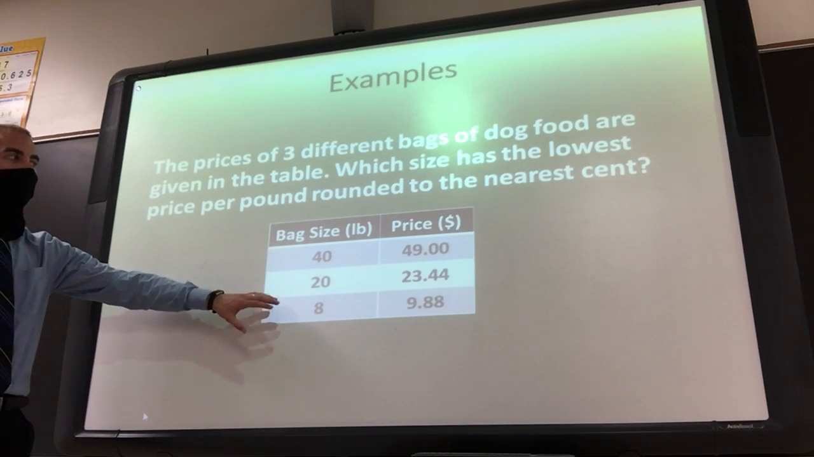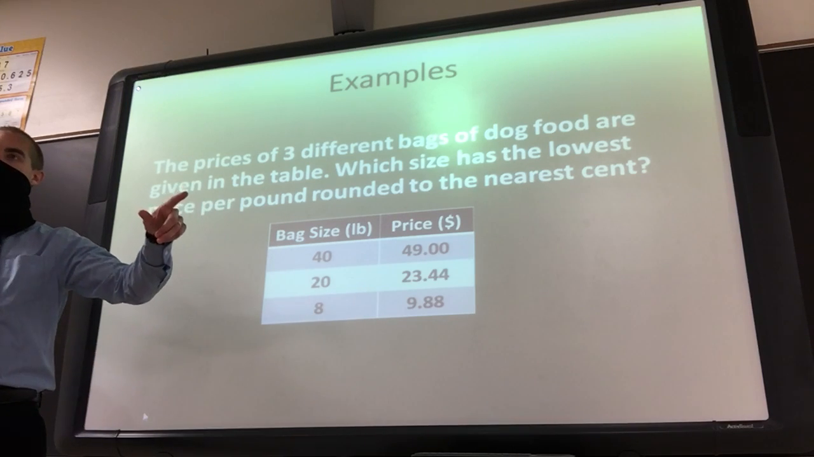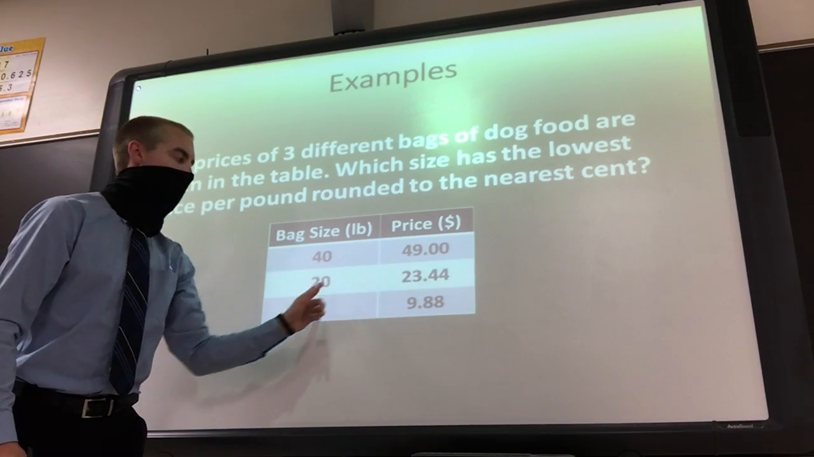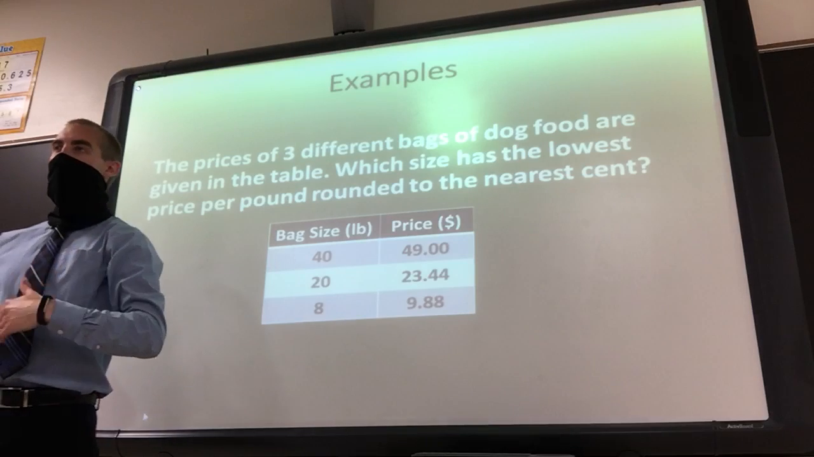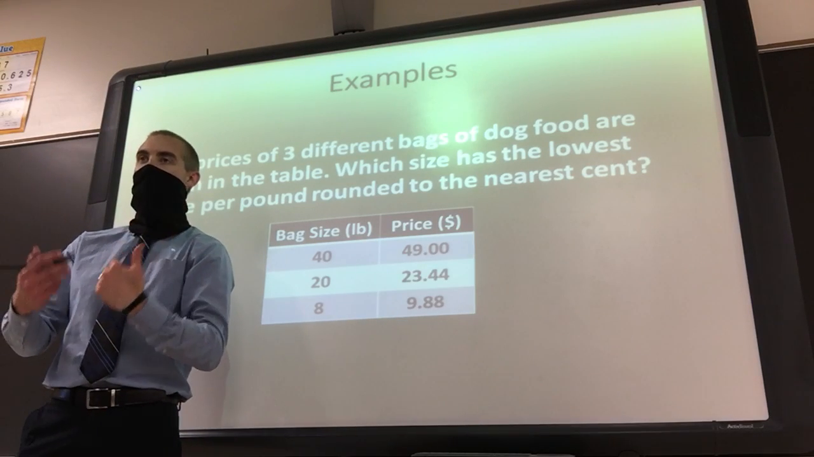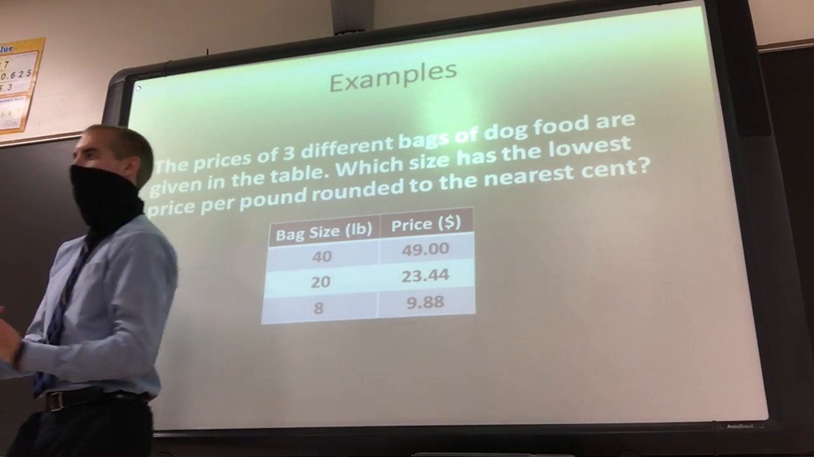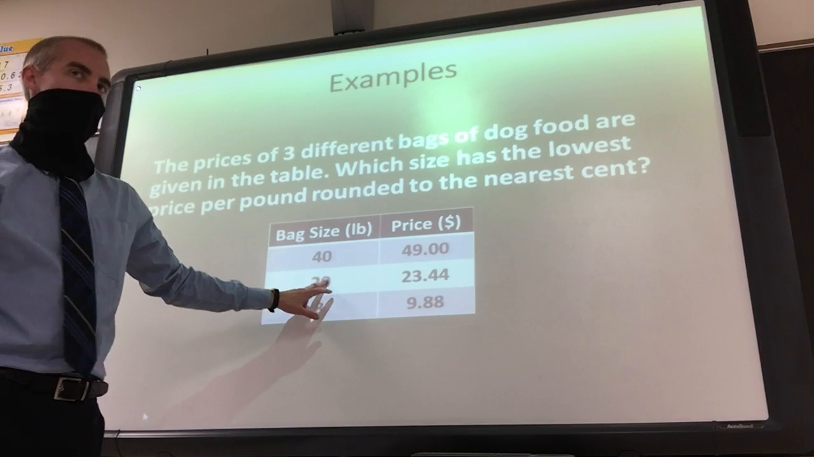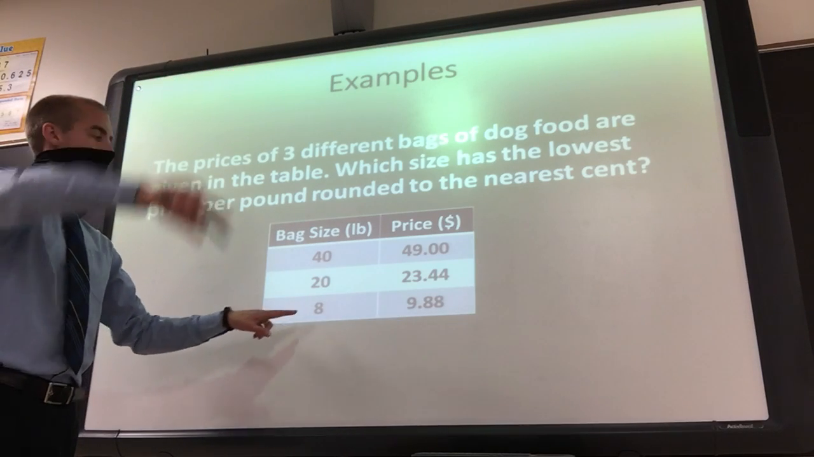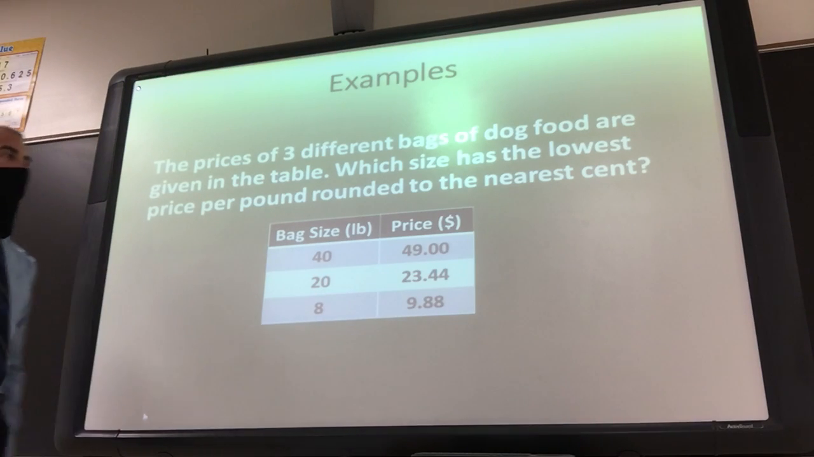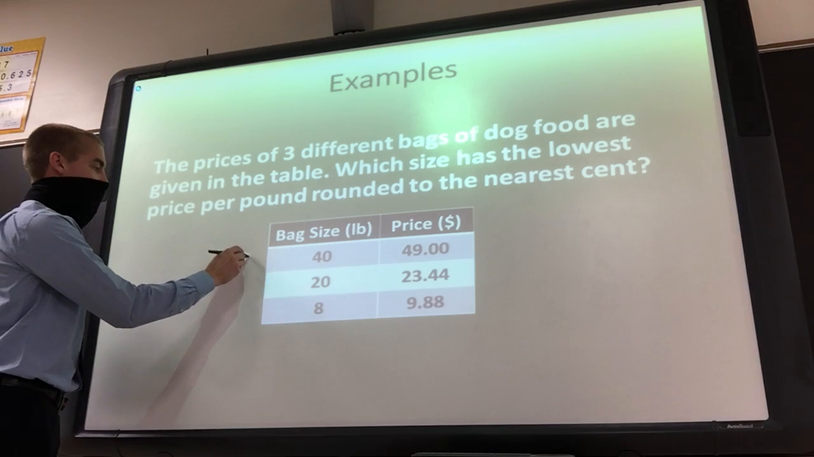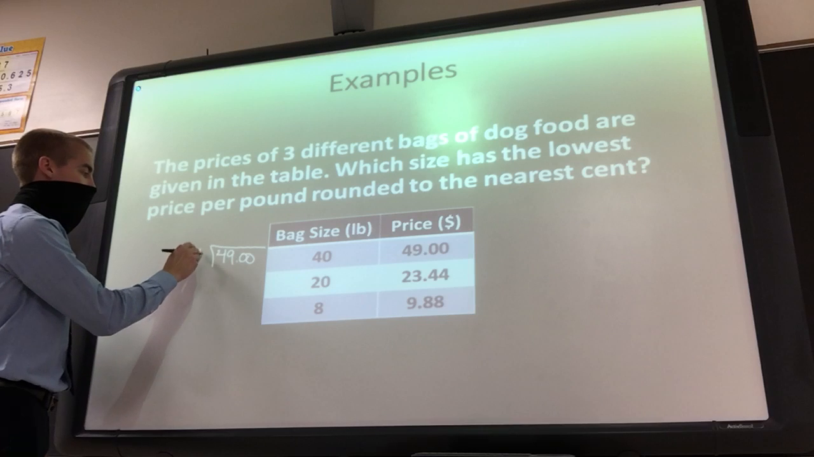So what we've got to do is find the price per pound. What we're going to do is take the price divided by the pounds and figure out which one is the cheapest, which one is the lowest price. So we'll split this up a little bit. These 2 rows, do the first one, do the 40-pound bag. Middle row, do the 20-pound bag. And then the other 2 rows, do the 8-pound bag. And we'll compare them here in a second. Make sure the price goes on the inside when you divide. Your division problem should look like this up on the board.